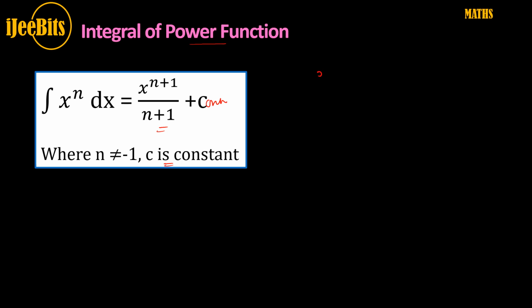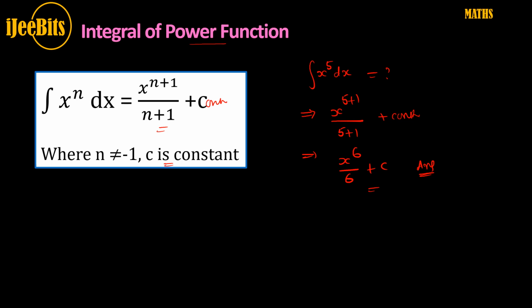Let's say our given problem is x to the power of 5 dx. So we are asking for the integration. This is in the form of x to the power of n. So what is the n value here? n would be 5. So the answer would be x to the power of 5 plus 1 divided by 5 plus 1, plus some constant. So x to the power of 6 by 6 plus c would be your answer, right?